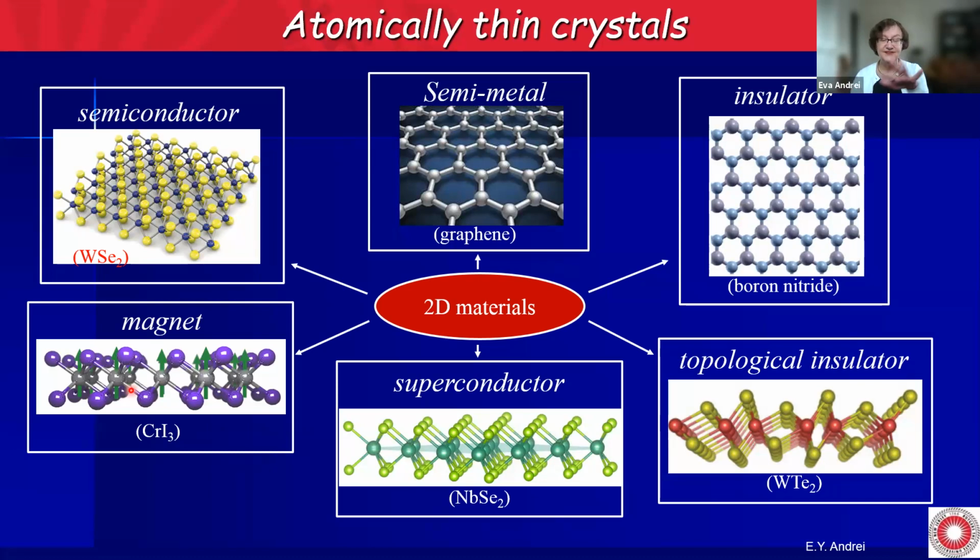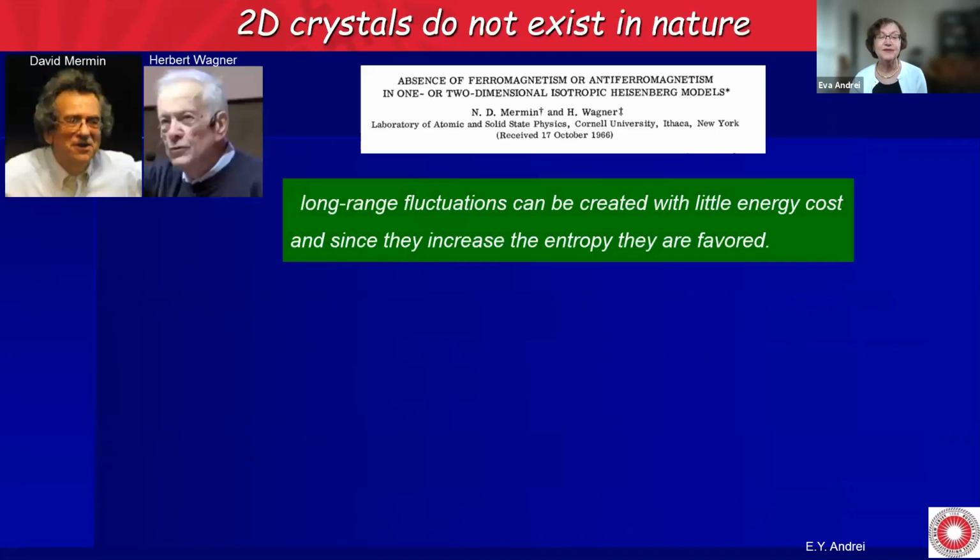In addition to these dozens of materials that have already been realized and used in the lab, there are thousands that have been predicted to exist theoretically. So it is a really new era in the way we think about materials. Now, if I told you this story before 2004, you would probably have called me a liar. And the reason is that people believed that two-dimensional long-range order cannot exist in nature, and the reason is simple.